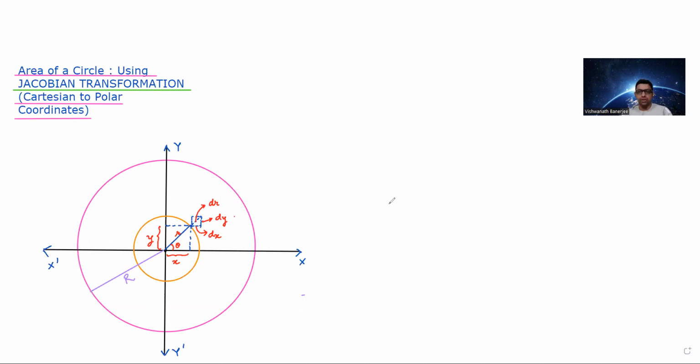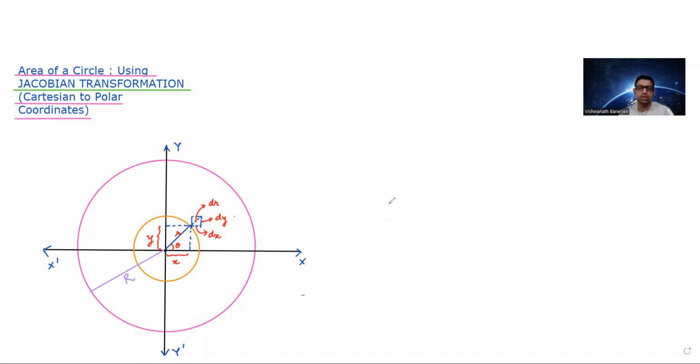In this video, we are going to find the area of a circle using Jacobian transformation. So what is Jacobian transformation? It is basically a determinant transformation, which converts the Cartesian integral to a polar integral. The limits will be converted from Cartesian to polar.